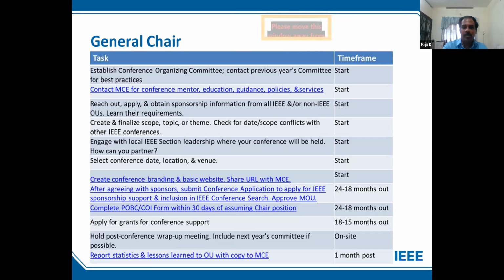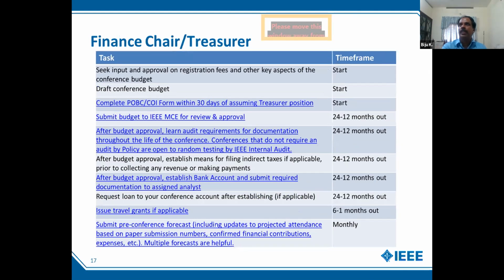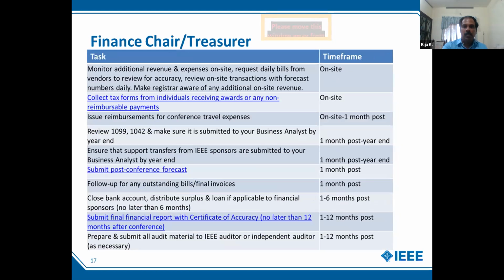Treasurer. He or she has to submit the budget to IEEE after getting approval from the core organizing committee, and submit this budget to IEEE MCE, and IEEE has to approve your budget before giving the final approval of the conference. So a lot of roles, and as I mentioned, the finance chair or treasurer has a major role. After the end of the conference, he or she has to submit all the financial reports and do the auditing. All other forms have to be taken care of by the treasurer of the conference.